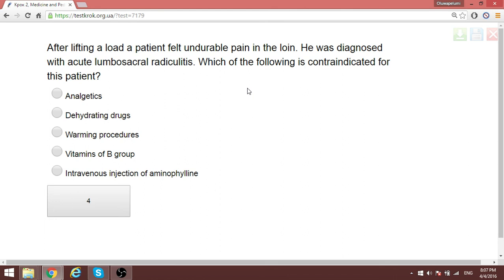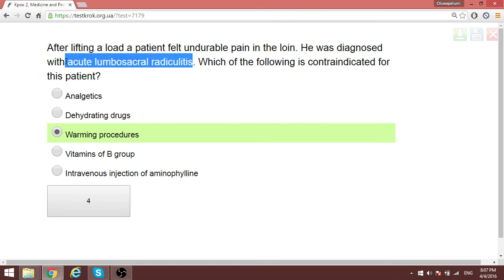I would like to see a comment under this video about why warming procedures are contraindicated for acute lumbar radiculitis. This is the effect of warming procedures. Please. I think it has to do with muscle tension and so on.